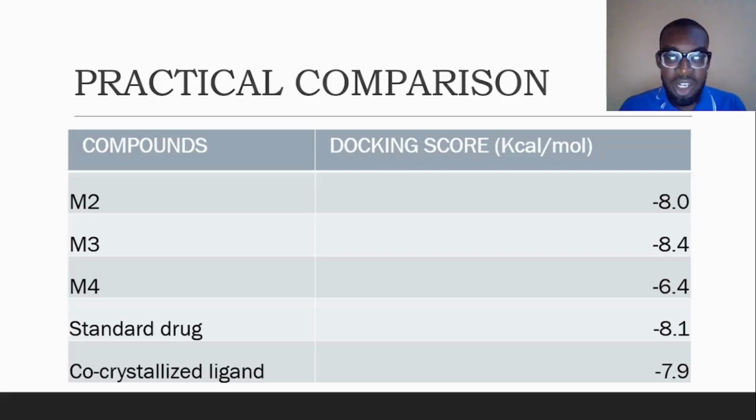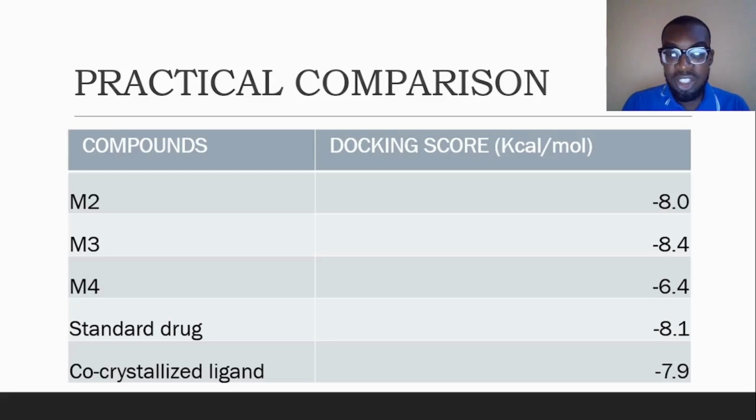What do I mean? Look at this. I want to give you a practical comparison. We have compounds M2, M3, M4, the standard drug, and a co-crystallized ligand. Now you can see the docking scores. Looking at this result, you can see that M3 has the best docking score, -8.4, because it's more negative than every other docking score we have here, followed by M2.